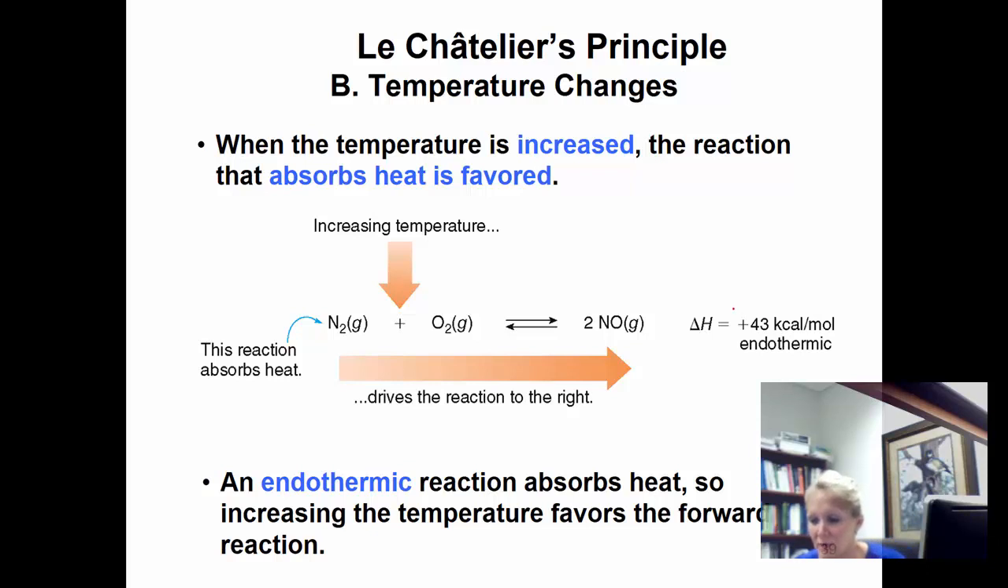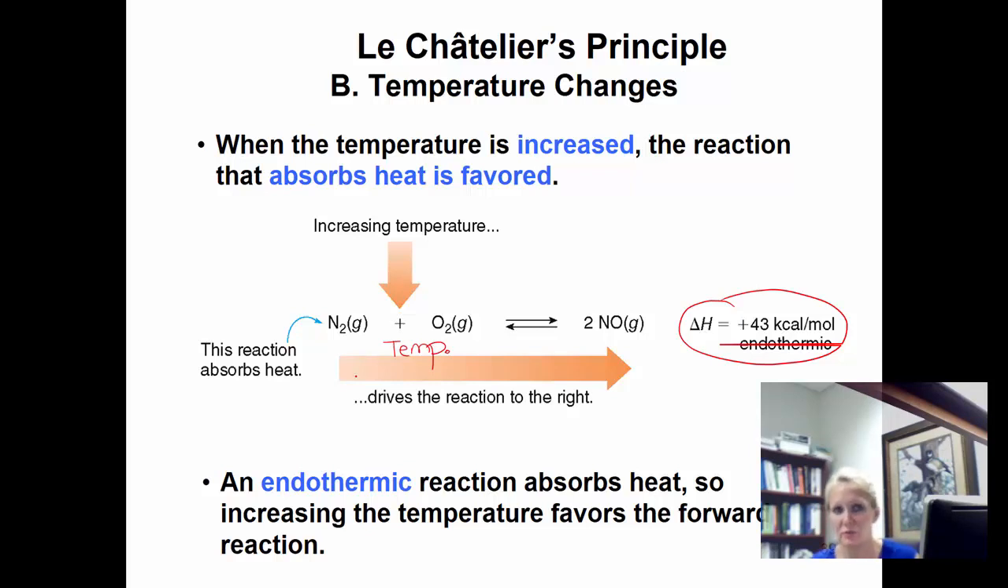An endothermic reaction is what we have here, and it has a positive delta H. That means it gained heat. So I like to go ahead and just put that over here. We'll just pretend temperature, or you could write delta H equals plus 43, whatever.